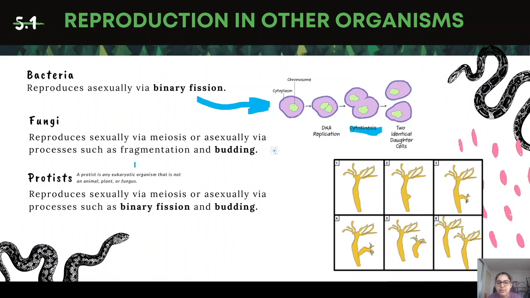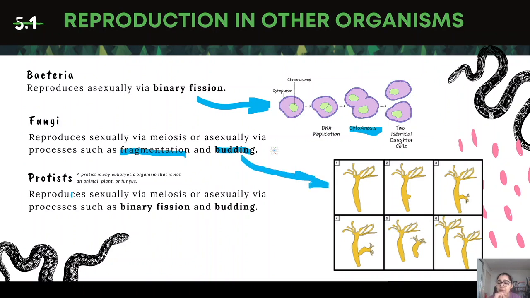That's the whole process. Fungi can reproduce sexually via meiosis, or they can also reproduce asexually via processes such as fragmentation, where the spores travel through the air, and budding as well. And this is budding. Budding is when you've got the mushroom there, and a part of it comes out, and it attaches until it falls off and becomes its own part, and that's budding right there.